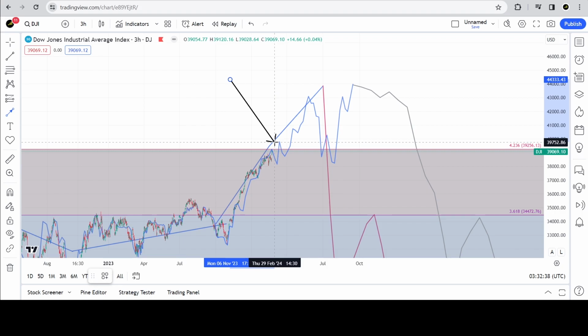Anyways, I just thought this was an important time to make a video on the Dow Jones since it is getting very close to the 4.236 extension.